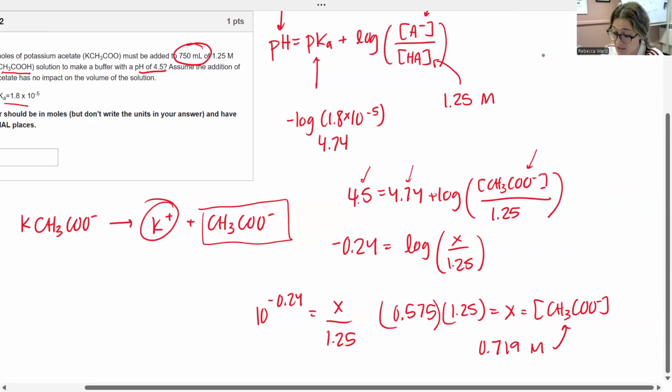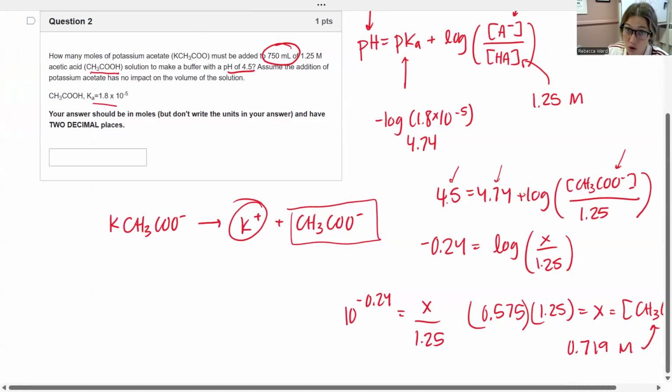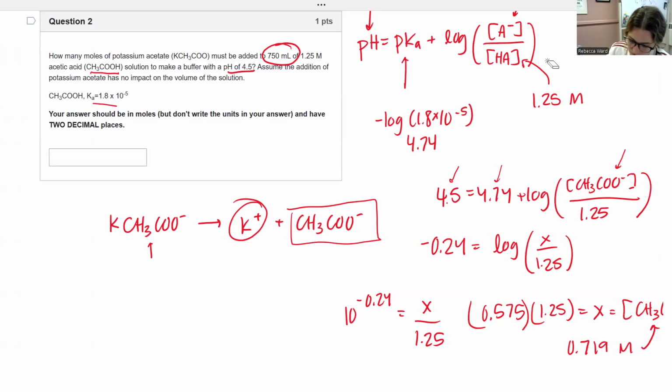But at this point, don't stop, because you'll get this wrong. Yes, you just successfully calculated the molarity, but I didn't ask for the molarity. I asked for the number of moles that should be added of the potassium acetate. And that's going to be 1 to 1, because for every 1 unit of potassium acetate, I have 1 acetate. Shouldn't have drawn that there, because of course that is neutral.